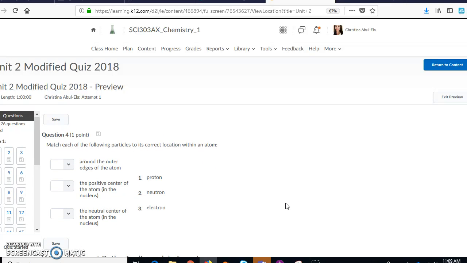Question number 4. Match each of the following particles to its correct location within an atom. We have around the outer edges of the atom, the positive center of the atom in the nucleus, the neutral center of the atom in the nucleus. Proton, neutron, electron.